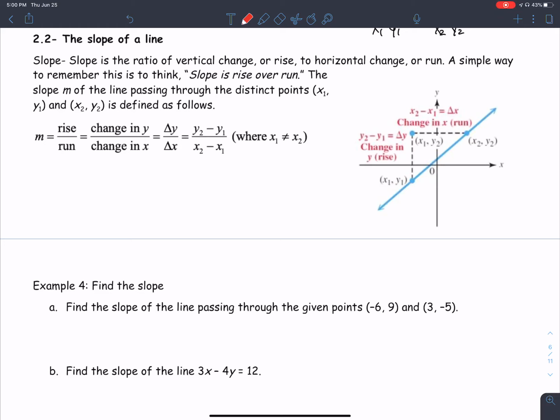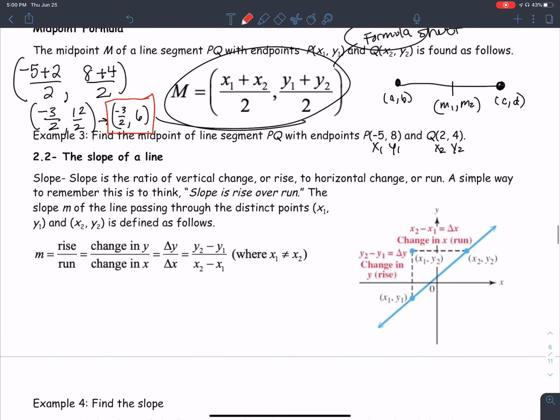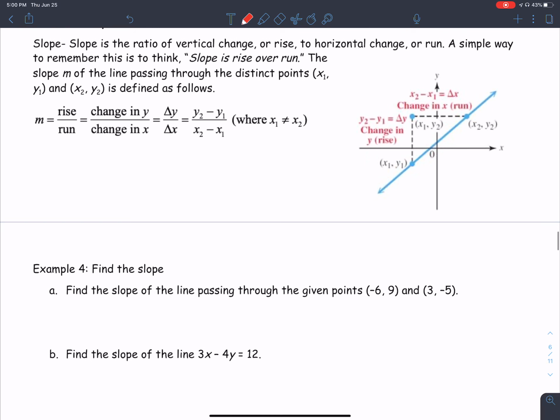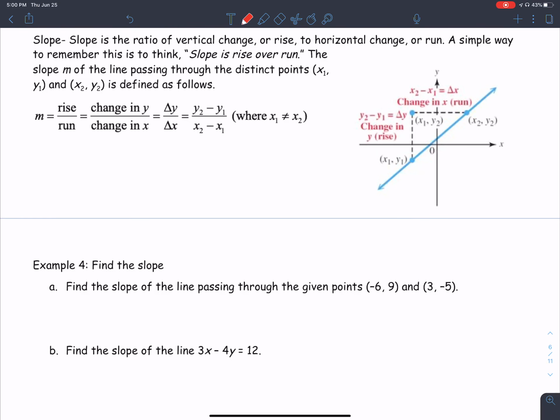Okay, now we're going to talk about finding slope. We kind of talked about lines and stuff, and lines have what we call slope. It's the change in y over the change in x. You've probably heard of m. We call that rise over run, or the change in y over the change in x.